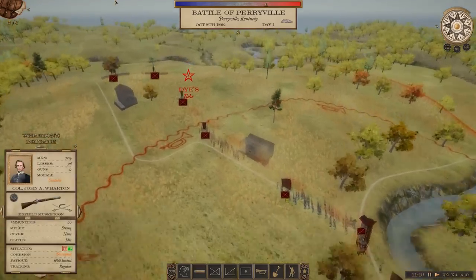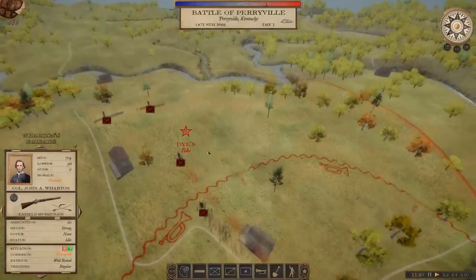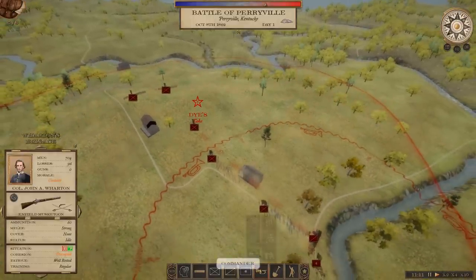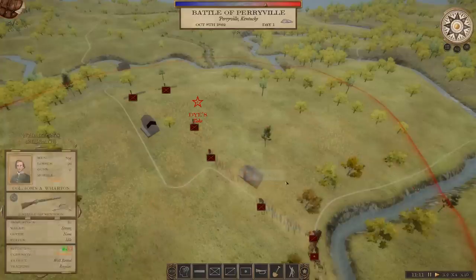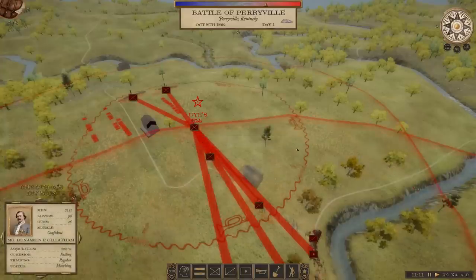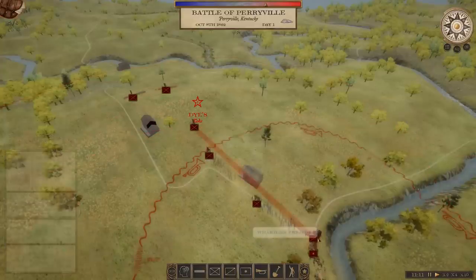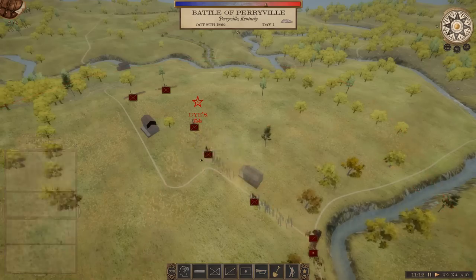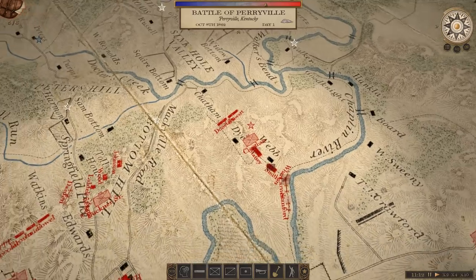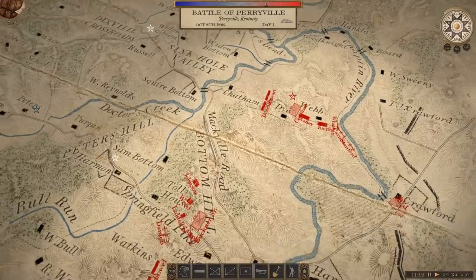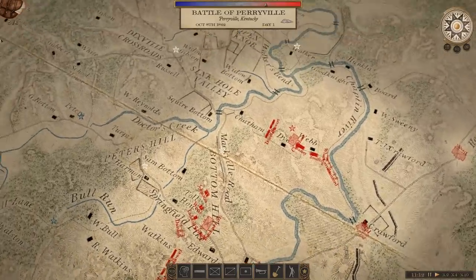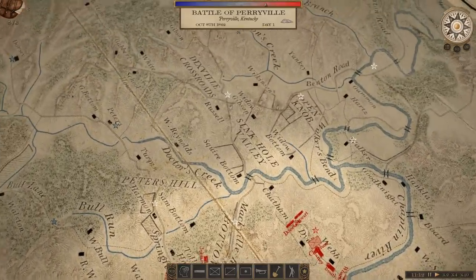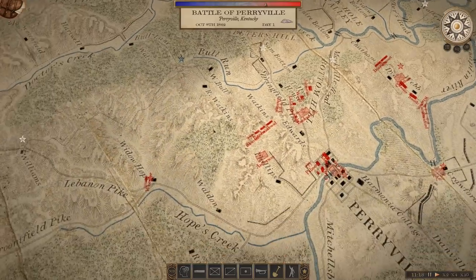It looks like Wharton is already rallied. At this point it's a good idea to reattach him to Cheatham's division and move forward to restore the morale and be ready for next orders. I think we could use him again to scout ahead and also to cover the right flank.